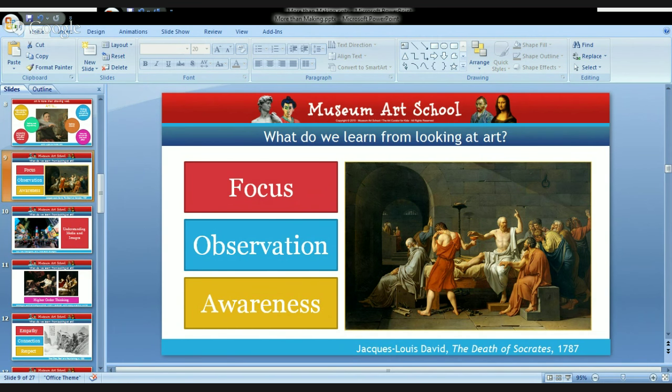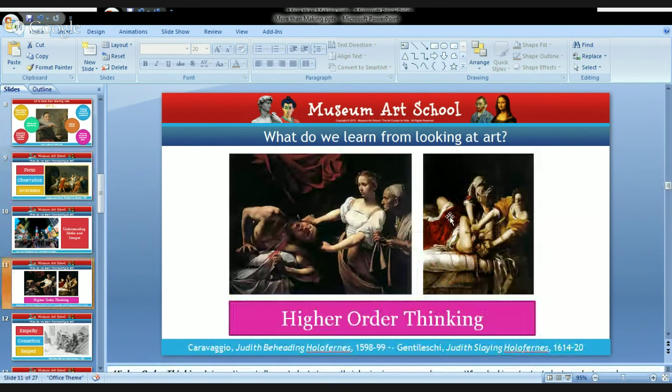And it helps us understand what we're seeing a little bit more, and notice small details that we might have overlooked in the busyness of everyday life. Other things that we and our students learn from looking at art is higher order thinking. So, looking at something and not just looking at it and walking away, but stopping and thinking about it, finding out what's happening, coming up with stories, coming up with solutions to problems. These are all things that your students can learn by spending time looking at art.